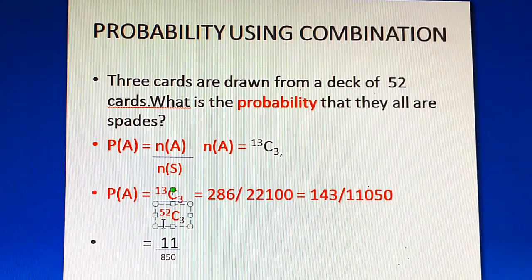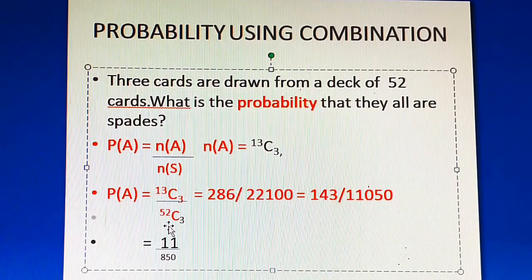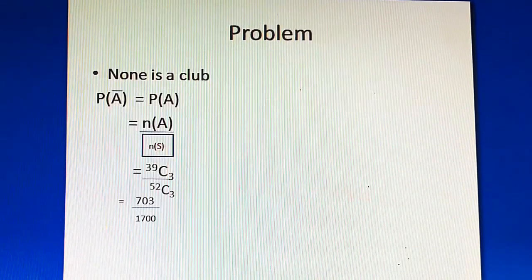And your total possible outcome: totally, there are 52 cards in a deck of cards. So from 52, you're going to select 3. It can be done in 52C3 ways. This is your n of s. So 13C3 divided by 52C3. The final answer will be 11 by 850. This is the answer.